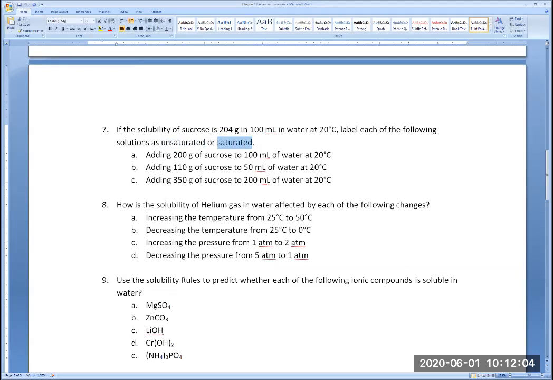And so there are terms, saturated and unsaturated, that talk about the state of your solution. Unsaturated is when you have less than the maximum amount in the solution. And saturated is when you have reached the maximum or are above the maximum amount.